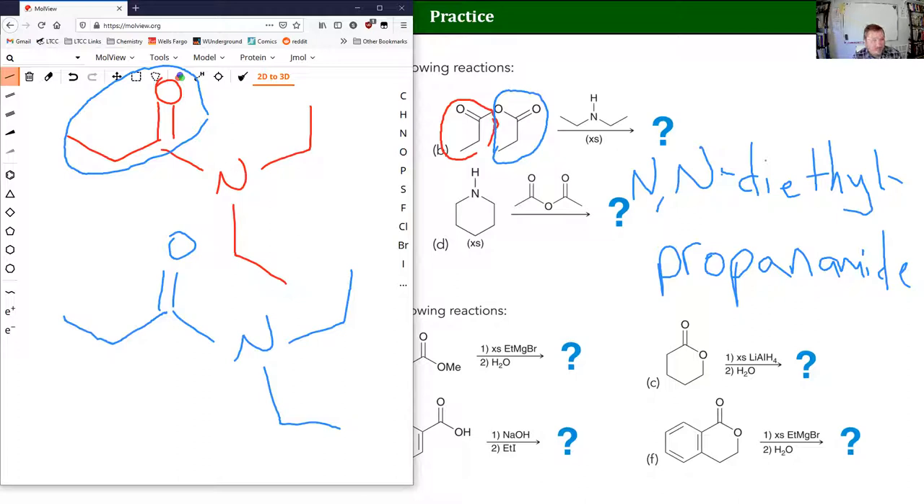Just a reminder that when we have things attached to the nitrogen, instead of using a number, the numbers are reserved for carbons. So if we have something attached to a nitrogen, we just use N as our indicator of where it is.